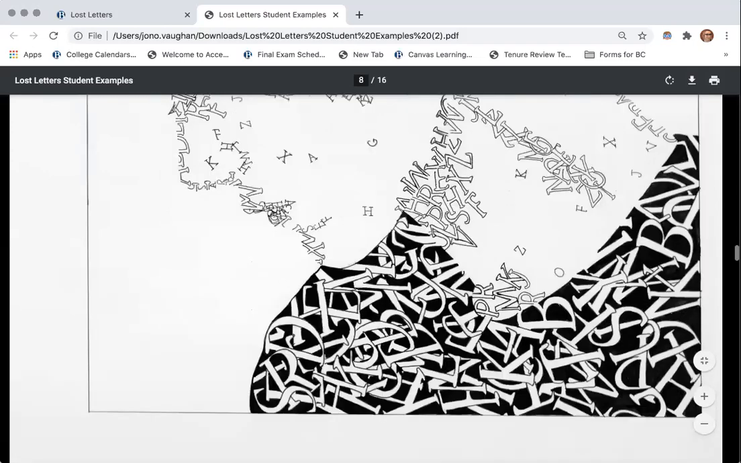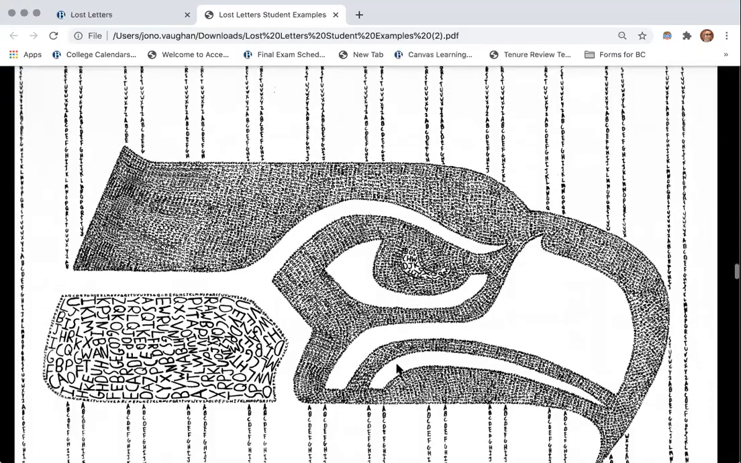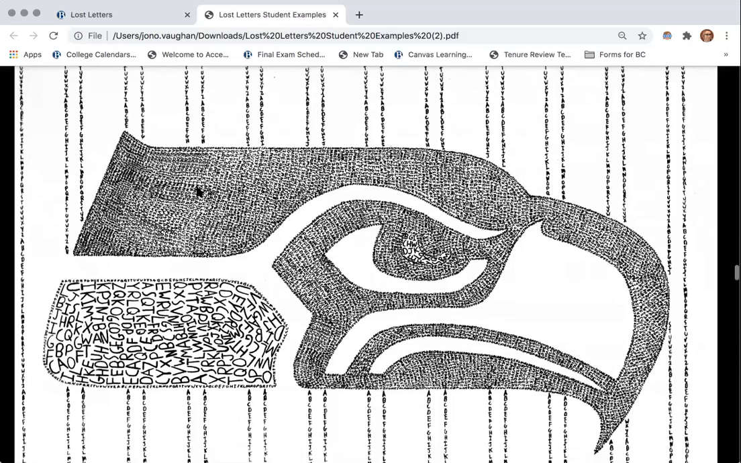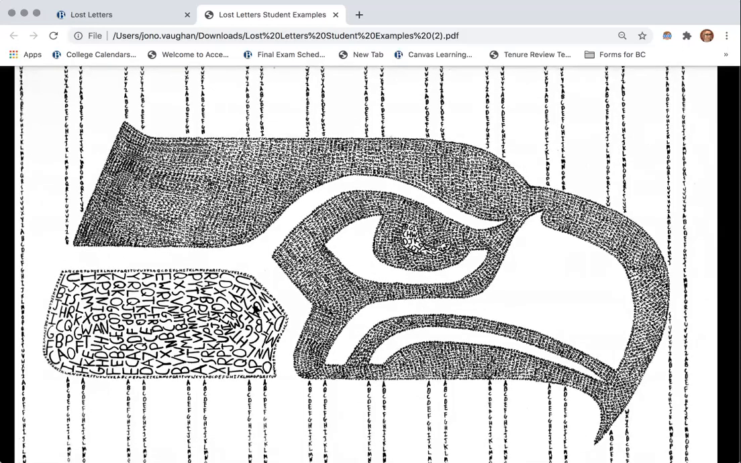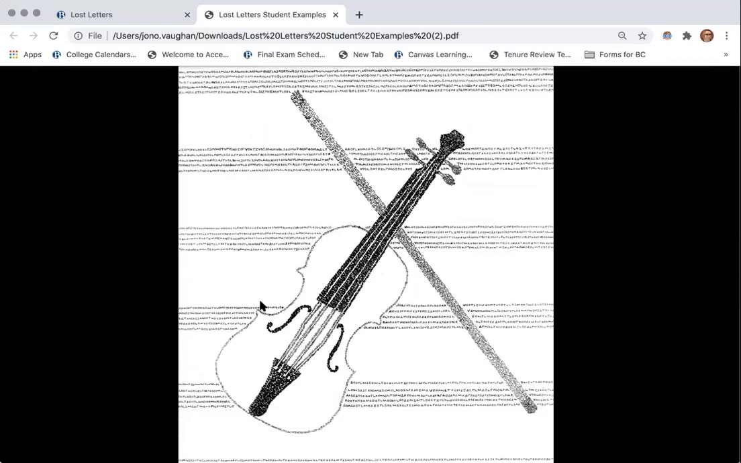So value is created by quantitative utilization of units. The more units there are, the smaller they are, the more it's going to appear to be darker. The larger the units, the fewer the units, that's going to create a lighter value. So remember that value is light and dark. And so you want to play with the way that value is being used to create the sense of dimensionality, which is our goal here.